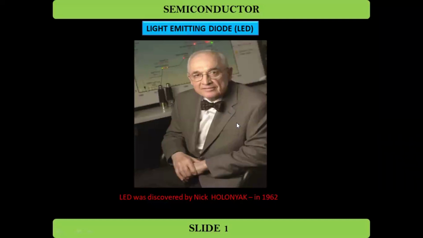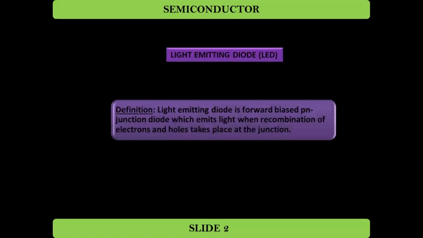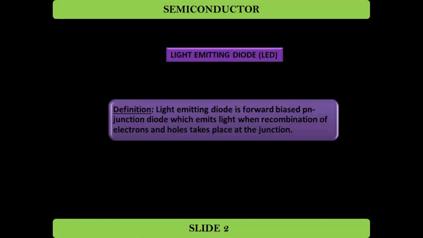Light emitting diode, also abbreviated as LED. It was discovered by Nick Holonyak in 1962. Now, what does it basically consist of? Let's talk about the definition of light emitting diode first. It's a forward biased PN junction diode, which will emit light when the recombination of electrons and holes takes place at the PN junction.